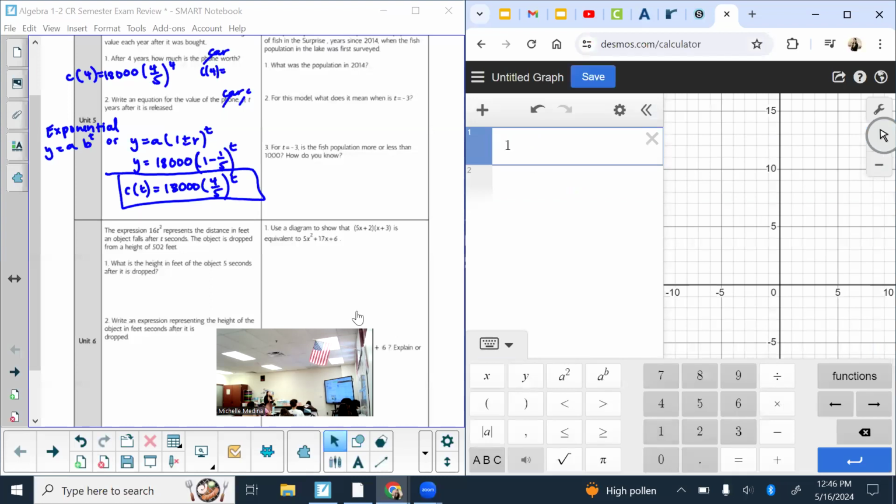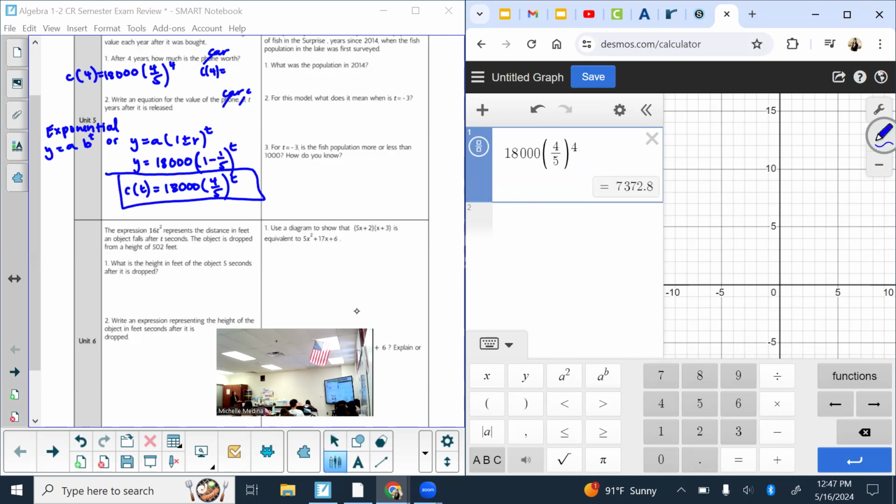I know some people are going to make this mistake where they do 18,000 times 4/5, which is 14,400, and then square it. But really, you should be putting it all in at once, or at least do the exponents first. This is how much it's worth after 4 years. So it's originally about 18,000, now it's about 7,000.